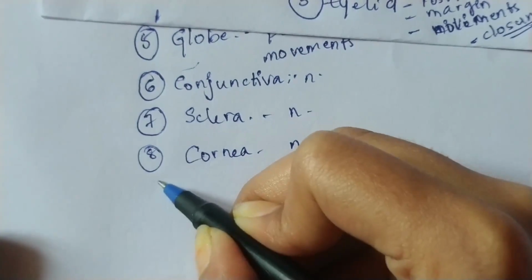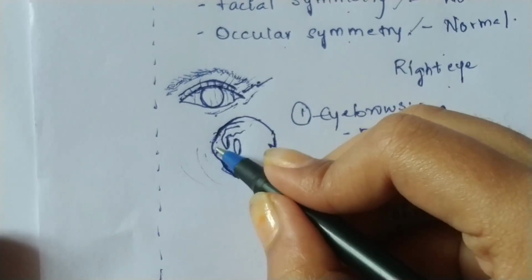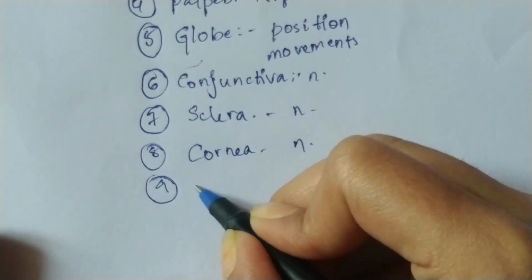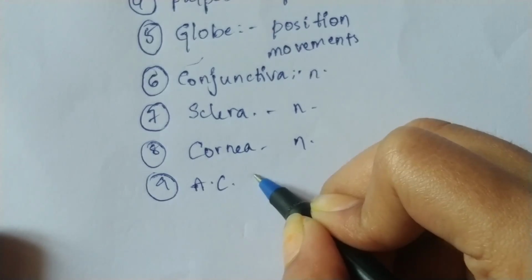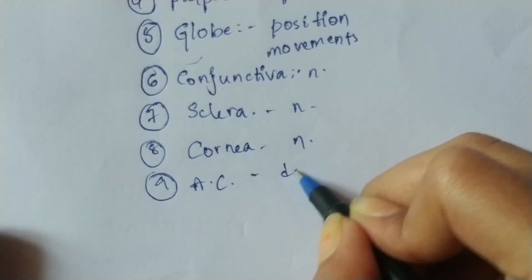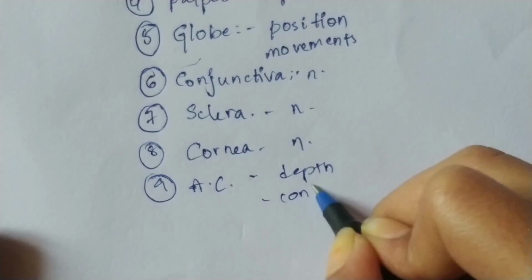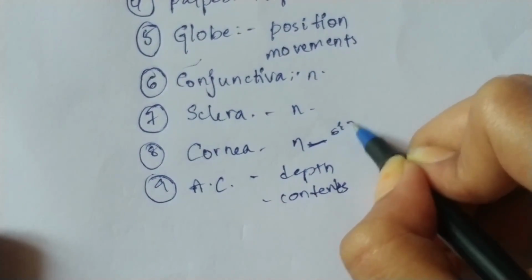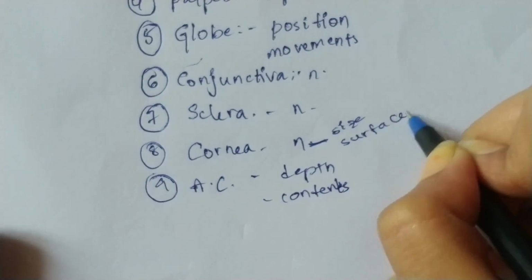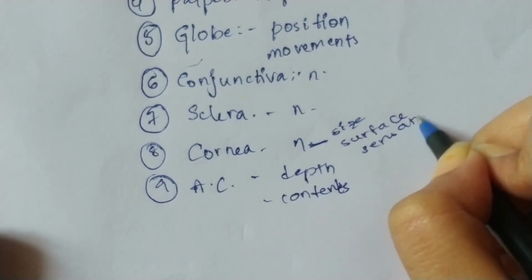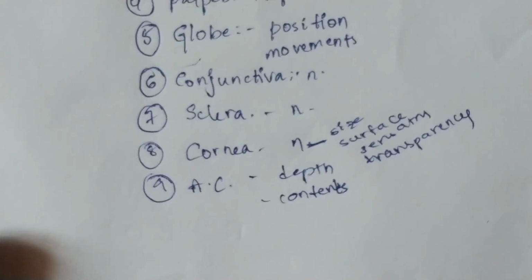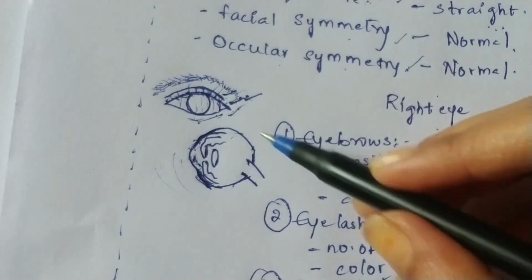Cornea is normal or not. And then if we go deeper, we have completed this thing and this thing, now that is the anterior chamber. You have to see anterior chamber depth and contents. In cornea, you have to see its size, its surface, its sensations and transparency. So we have completed up to here.